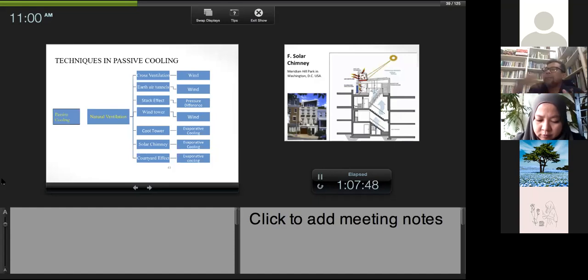Okey, kalau natural ventilation ni ada banyak strategies. This one ialah bila kita understand konteksnya pada nature or climatic, contohnya salah satunya analisa kita, then we will look for design solution. So this is considered like design solution. If you want to have a passive cooling with natural ventilation, there is several methods. Number one, cross ventilation. Number two, earth air tunnel. Number three, stack effect. Number 4, wind tower. Number 5, cool tower. Number 6, solar chimney. Number 7, courtyard effect. Contoh kan. So this is design strategies.